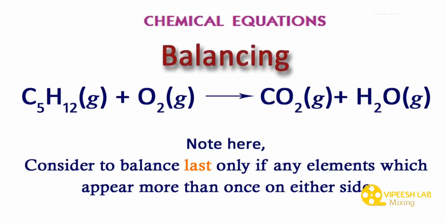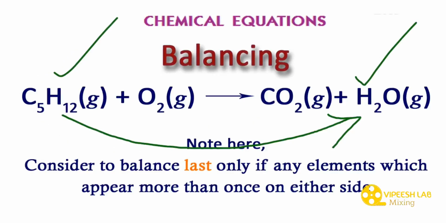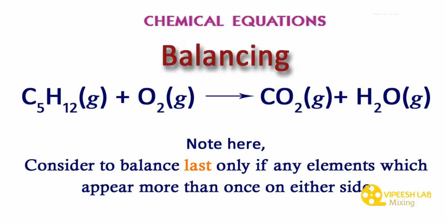Now the next one, look at this equation, C5H12 plus oxygen gives CO2 plus H2O. Note here, carbon has only 1 and hydrogen is also applied once on the LHS and RHS, but oxygen appears twice on the RHS but only once on the LHS. So consider this: to balance last only, oxygen has to be balanced last.